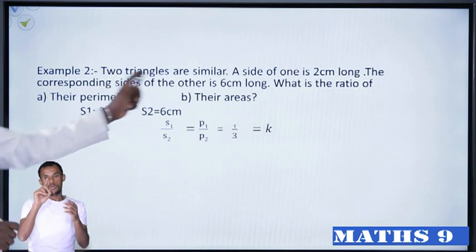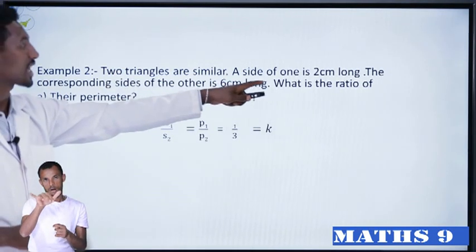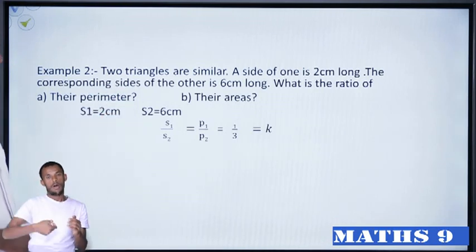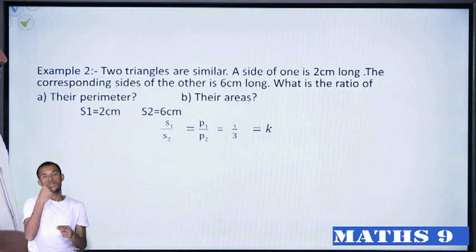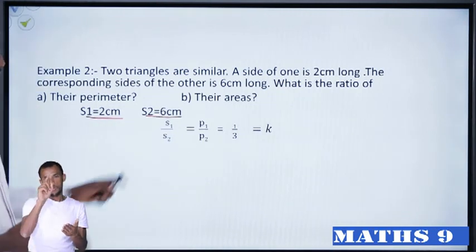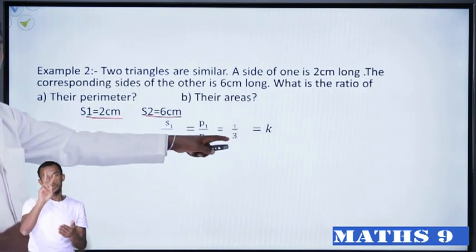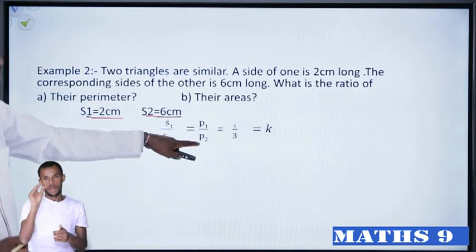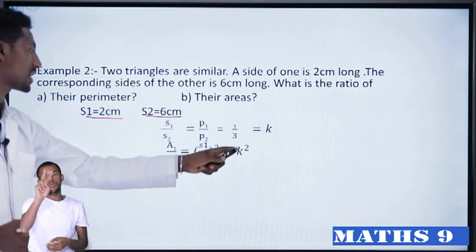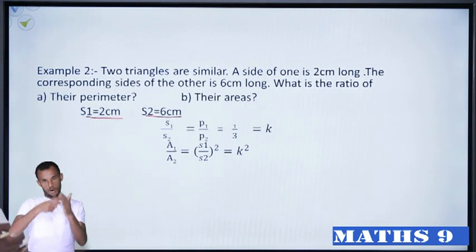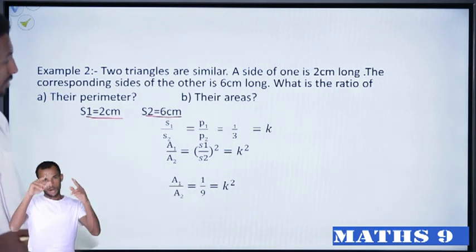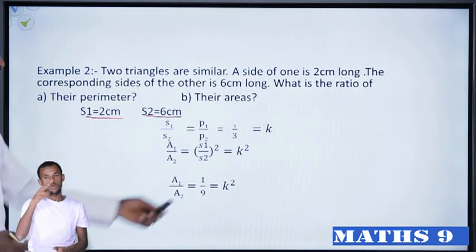If these two triangles are similar, the side of one is 2 centimeter long and the corresponding side of the other is 6 centimeter long. What is the ratio of their perimeter and their area? We have here S1 and S2. S1 over S2 is 1 over 3, which is k. It is also equal to the ratio of a perimeter, and A1 over A2 is equal to k squared. We have the value of k, which is 1 over 3, so 1 over 3 the whole square is k squared. So the ratio of their area is 1 over 9.